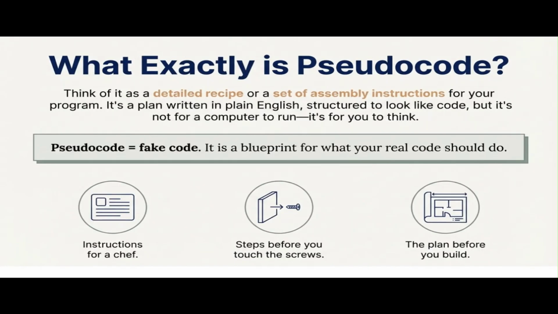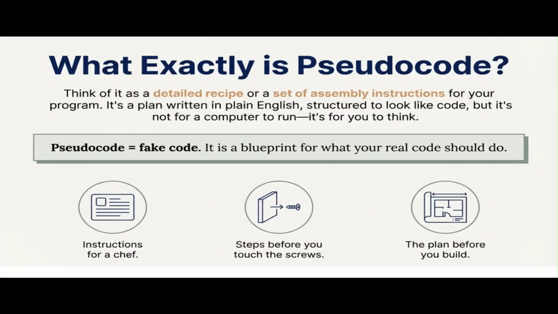So, what exactly is pseudocode? Pseudocode is fake code written in plain English. It looks like code, but it's not a real programming language, and a computer cannot run it. Think of pseudocode as a plan or blueprint for a program. For example, it's like giving instructions to a chef for a meal or steps for assembling furniture before you grab the tools. It helps you focus on the logic without getting bogged down in syntax errors right away.